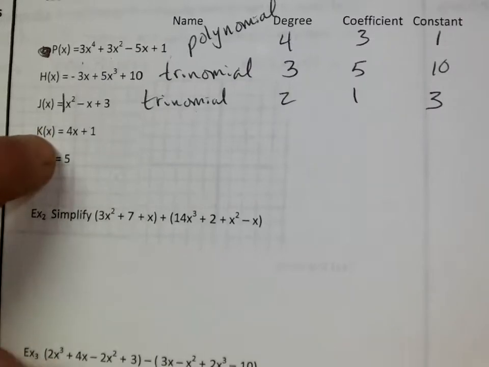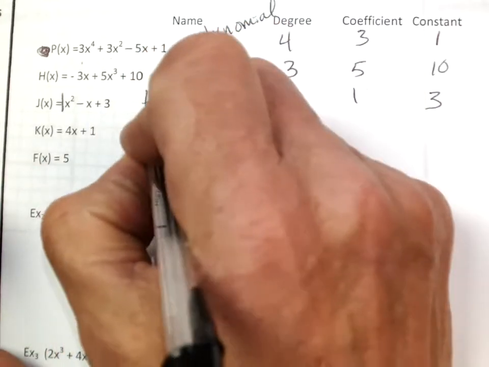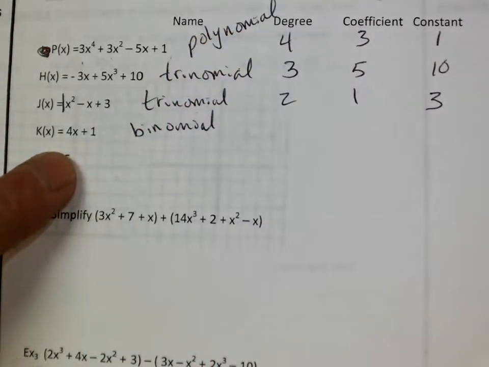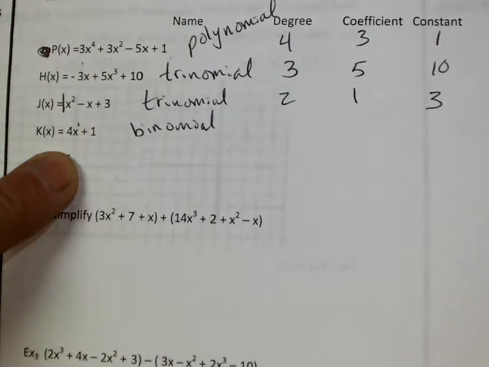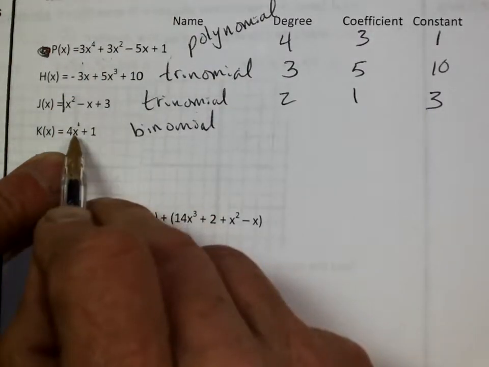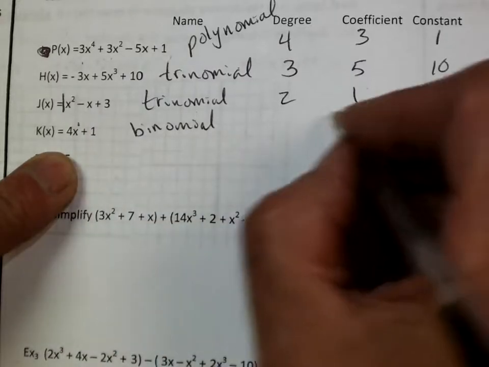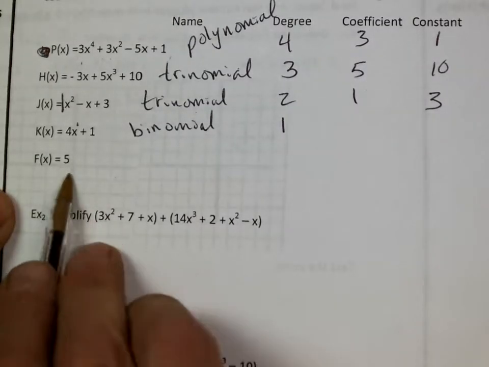K of x. It is a binomial because there are 2 terms. Awesome. What's the degree? It's 1, because it's an x to the 1 power. So it's a degree 1. Everybody agree that's an x to the 1 power? Yeah. So it's 1. This one's going to be 0. Jackson, you're ahead of me. That one's going to be 0.